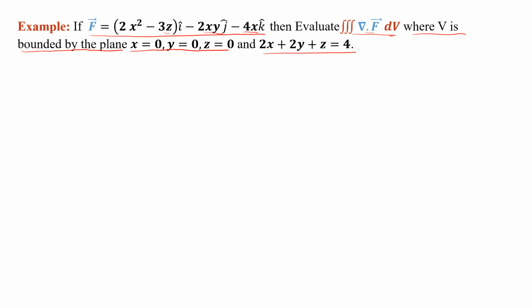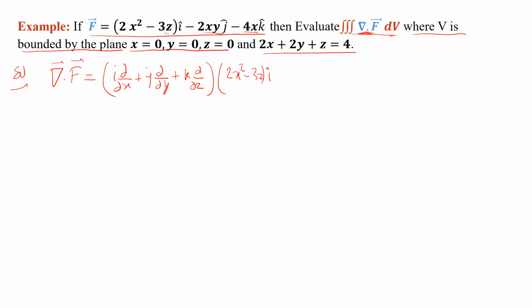So first we have to find del dot F. Del is i del/del x, j del/del y, and k del/del z, and the vector F is (2x² − 3z)i − 2xy j − 4x k.